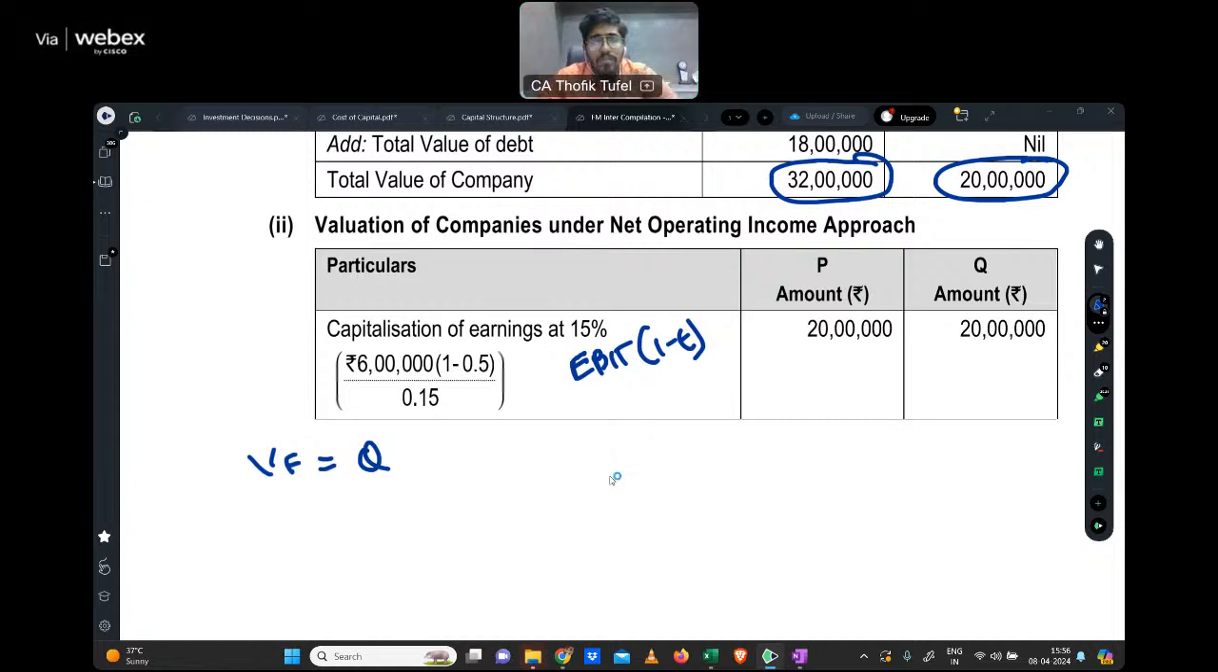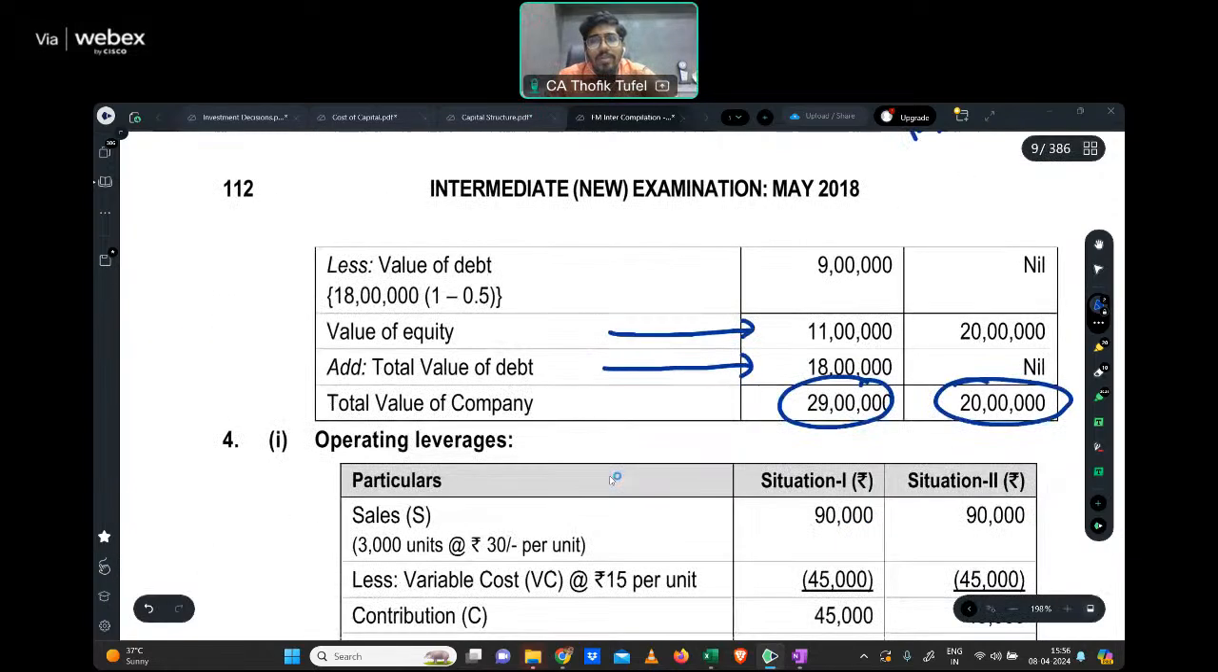So first, you have to find out the value of the unlevered firm. The unlevered firm, V0, is EBIT into (1 minus T) divided by K, where K is equal to 15%. You will get 20 lakh rupees. So the value of the firm is 20 lakh rupees. The value of the levered firm is nothing but 20 lakh rupees plus debt into taxes.